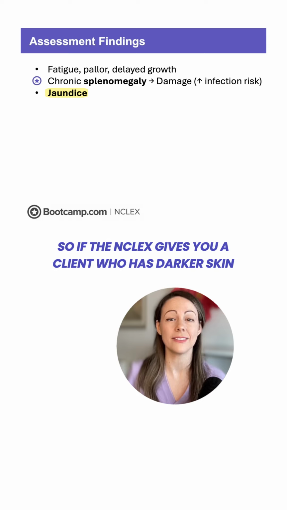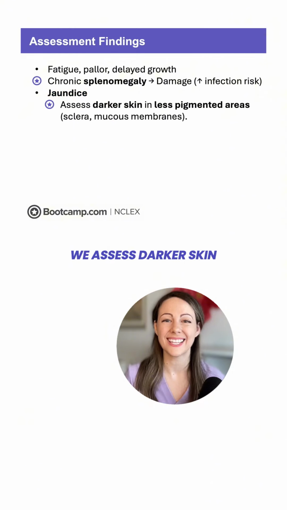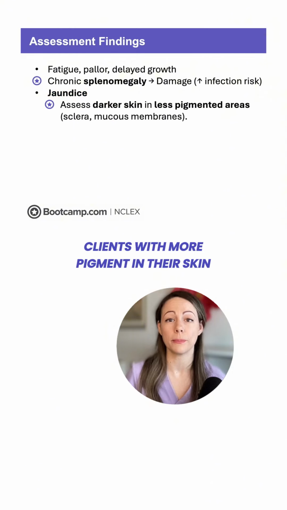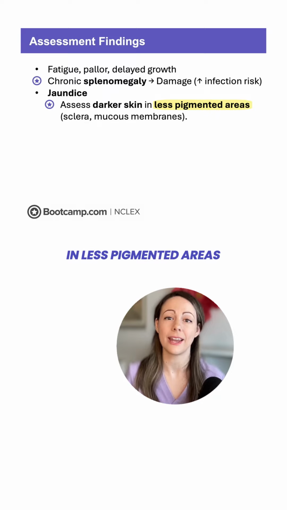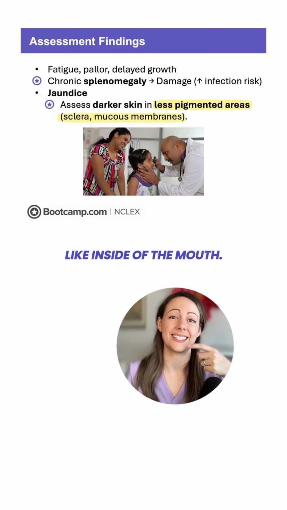So if the NCLEX gives you a client who has darker skin, where do we assess jaundice? We assess darker skin clients with more pigment in their skin in less pigmented areas, like the sclera of the eye and the mucous membranes like inside of the mouth.